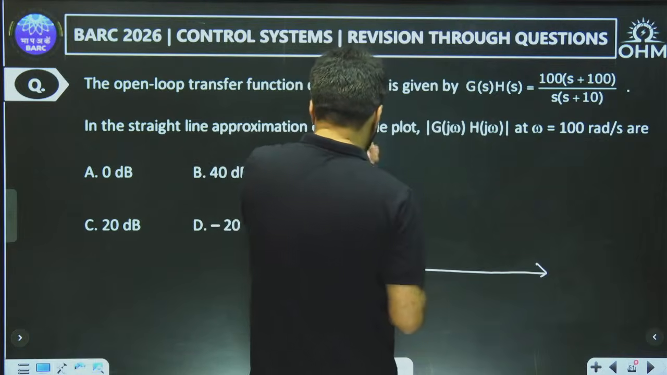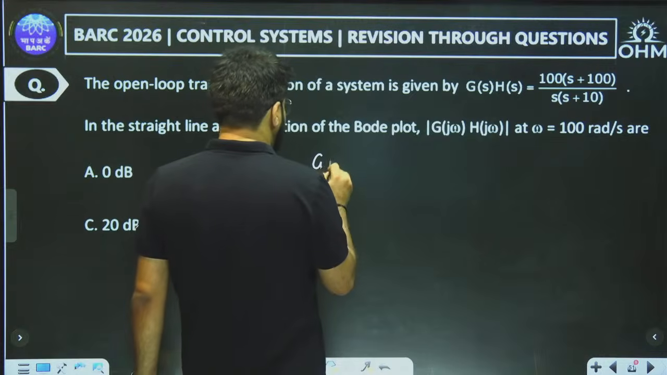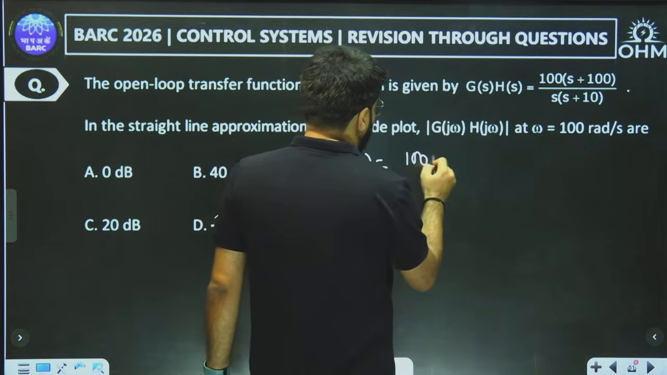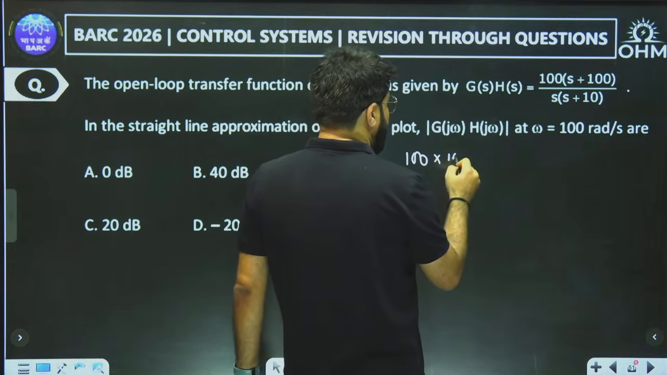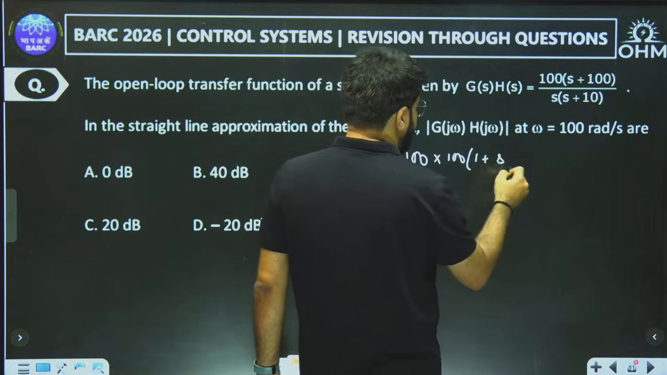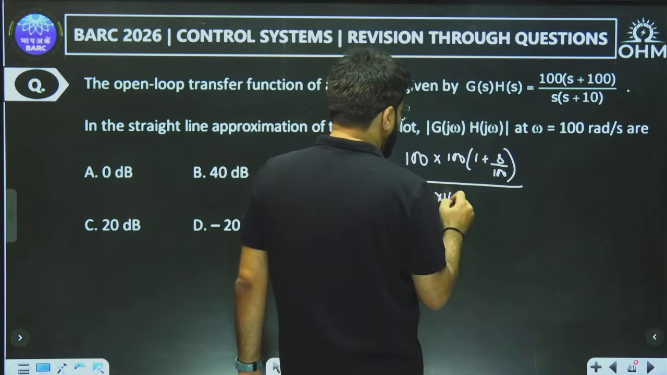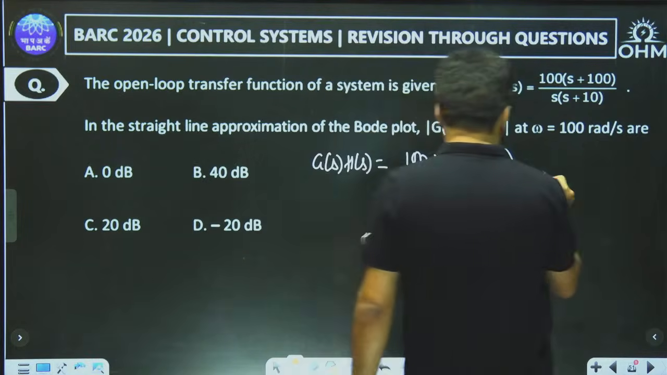Okay, before I do that, let me do some basic calculations here. What is the GsHs given to me? Okay, converting 100 to the standard time constant form, I'll take 100 outside: 1 plus s by 100, divided by s into 10 outside, 1 plus s by 10.